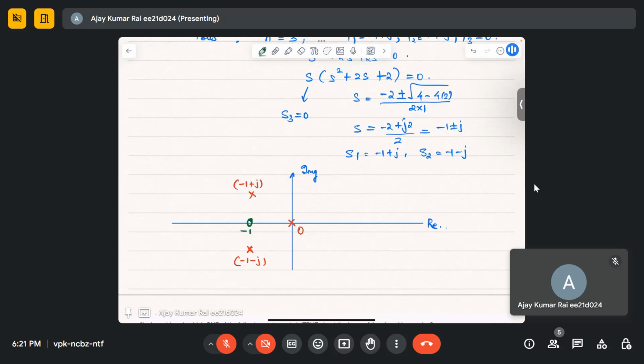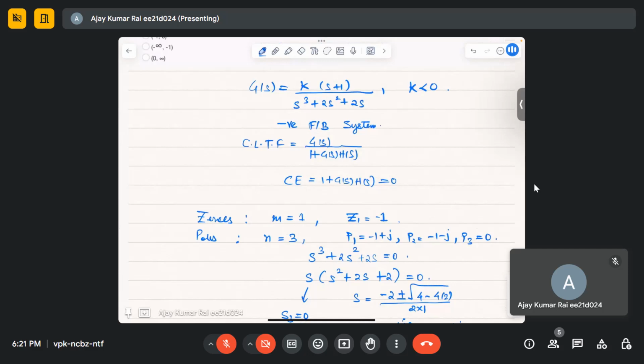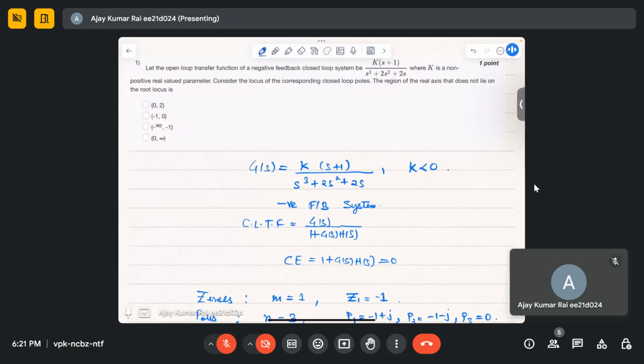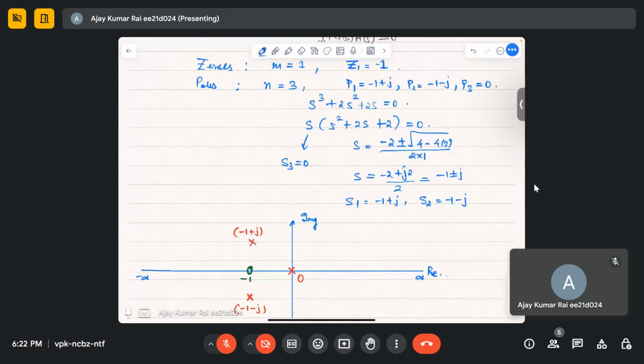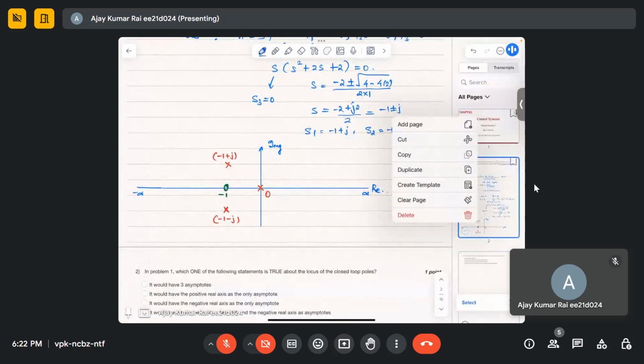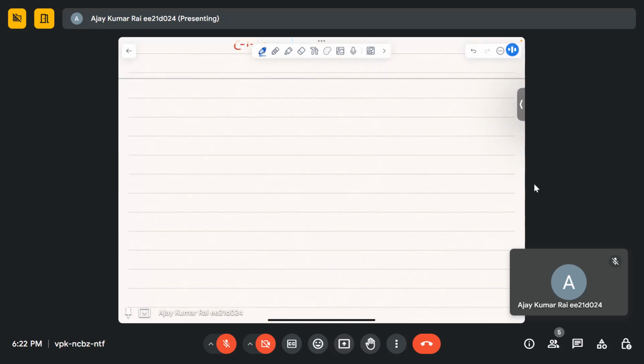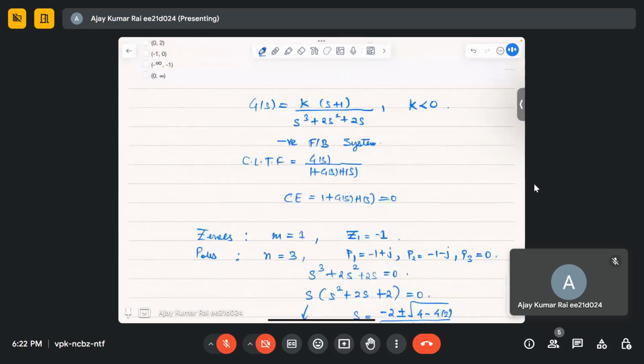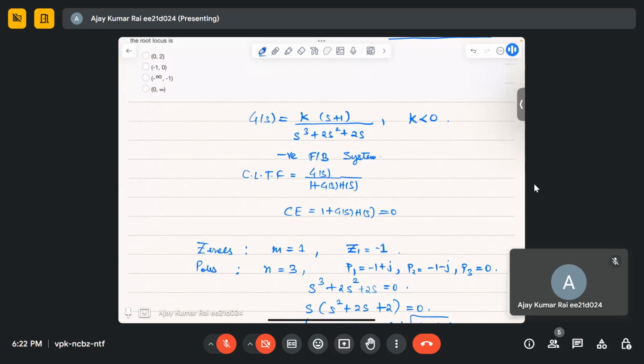So this is infinity. In our question, what is asked is to consider the region of the real axis that does not lie on the root locus. So you have to find out where the root locus is lying on the real axis. Just see the information: this is not a typical case. You have to focus here, k is less than 0.